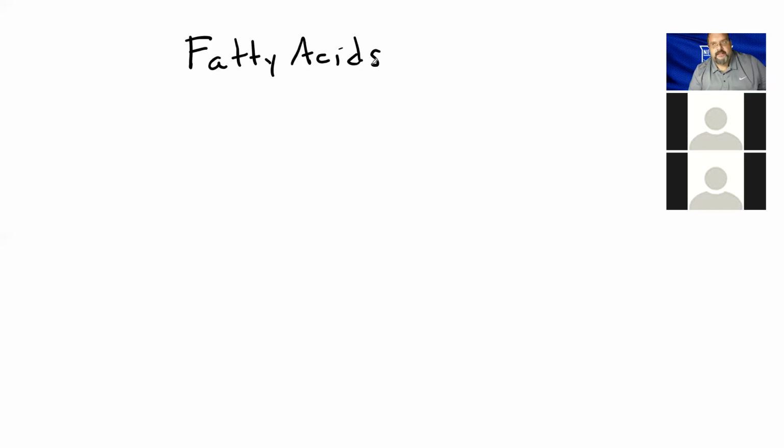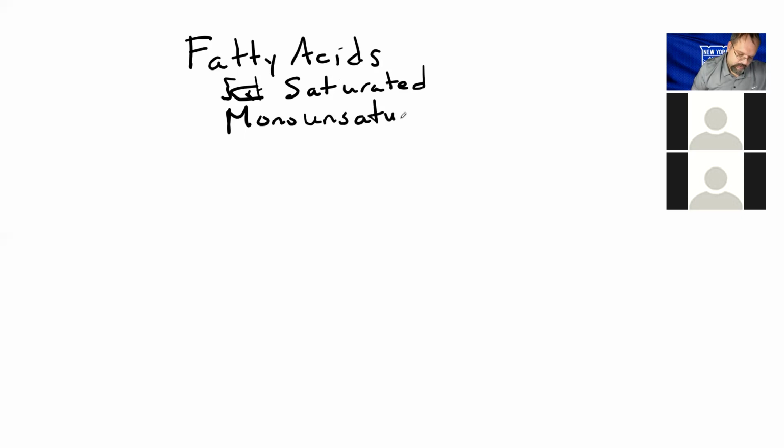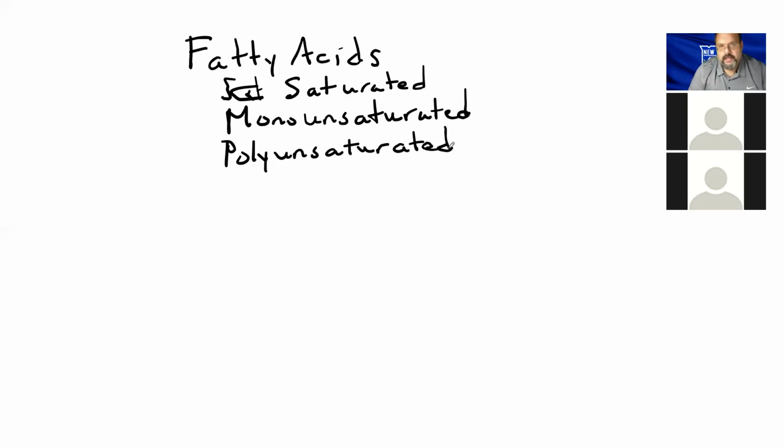Now, the different types of fatty acids that you come across are based on what type of bonding you have in the carbon chain. The three types of fatty acids are saturated, where all of the carbon-to-carbon bonds in the carbon chain are single bonds; monounsaturated, where you have one carbon-to-carbon double bond in the carbon chain; and polyunsaturated, where you have two or more carbon-to-carbon double bonds in the carbon chain.